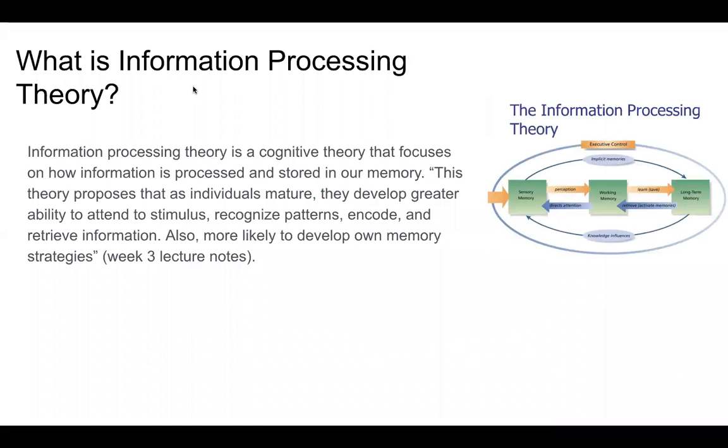What is information processing theory? Information processing theory is a cognitive theory that focuses on how information is processed and stored in our memory. This theory proposes that as individuals mature, they develop greater ability to attend to stimulus, recognize patterns, encode, and retrieve information. Also, more likely to develop own memory strategies. And to the right, we have a model of the information processing theory.